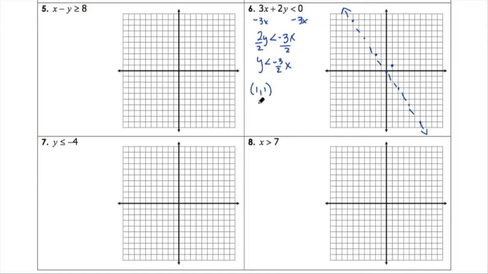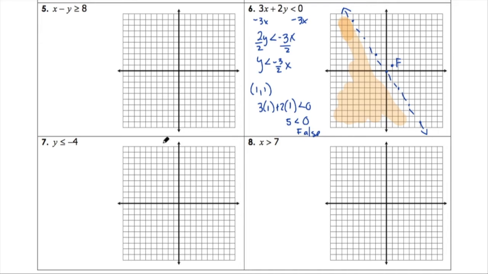So if I put that in, I'm going to get 3 times 1 plus 2 times 1. And is that less than 0? Well, is 5 less than 0? No, of course not. That is false. So we're going to go ahead and shade the other side. Awesome. We had a false point here at 1, 1, so we shaded the other side.